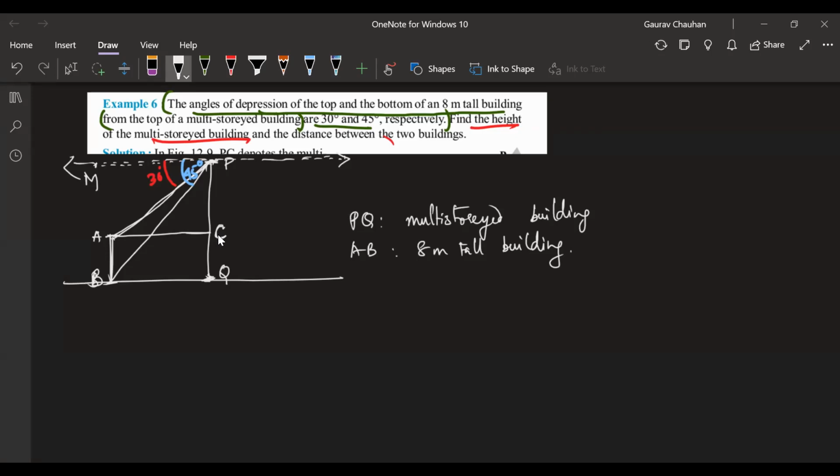Make rectangles and triangles wherever possible. I can see that this is possible, so I'm drawing this so that I get another triangle here. Otherwise, I'm not going to get any triangle for this angle. See, if I don't draw this, I'm not getting any triangle for this angle. But if I draw this, I'll get a triangle for this angle.